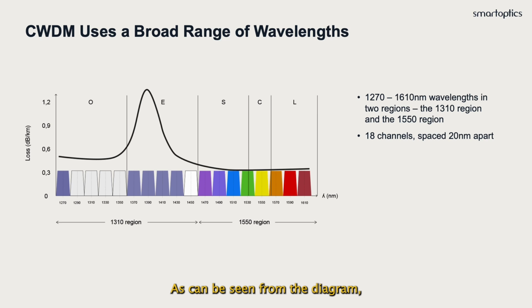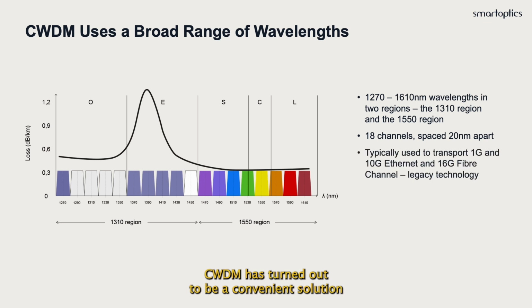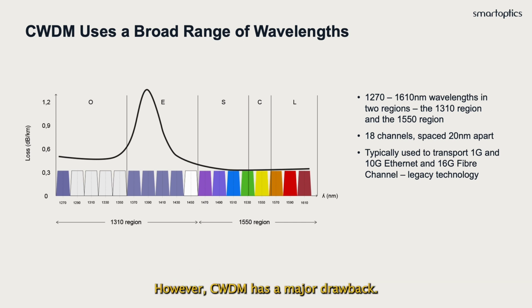As can be seen from the diagram, some of the CWDM wavelengths lie in an attenuated region called the water peak of standard optical fiber. CWDM has turned out to be a convenient solution for medium-capacity optical links at short to medium distances. It is, for example, often used to transport 1 and 10 gigabit Ethernet and 16 gigabit Fibre Channel in legacy installations.